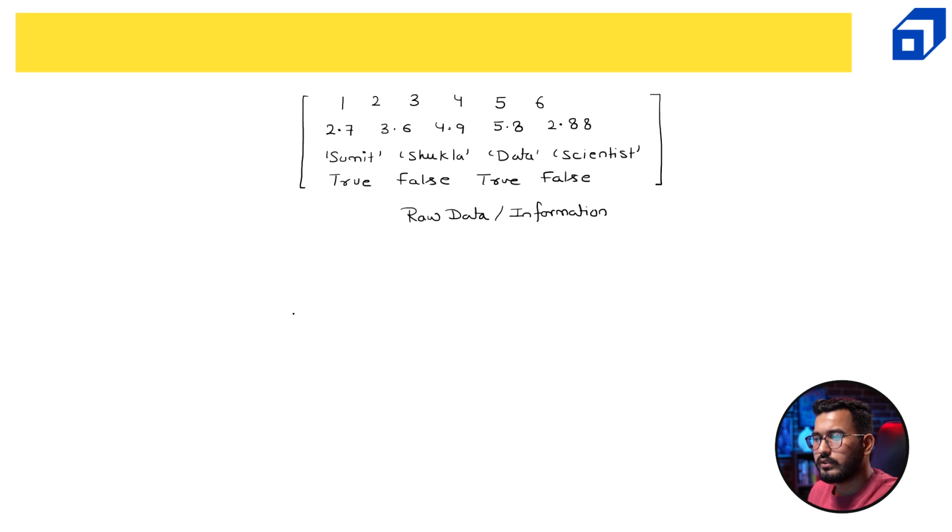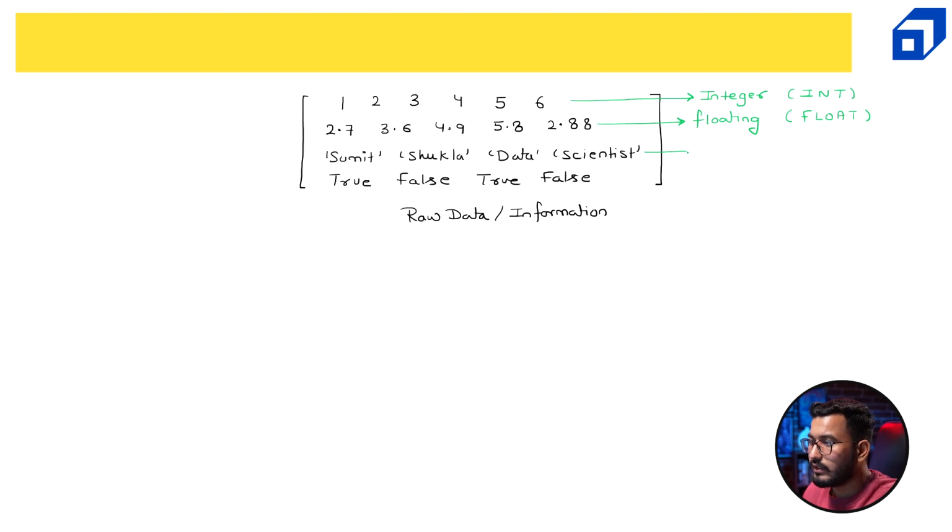Now each piece of information over here, or maybe each data point over here, belongs to a certain type. So here, the very first series of data belongs to the type known as integer. And in Python, we represent them as int. Then we have floating point numbers. So these are my decimal numbers, and we call them float in Python.